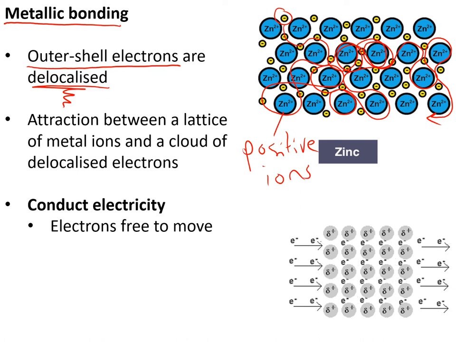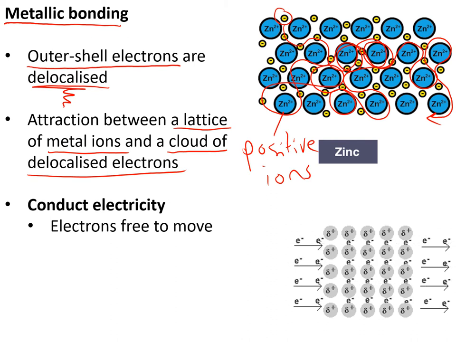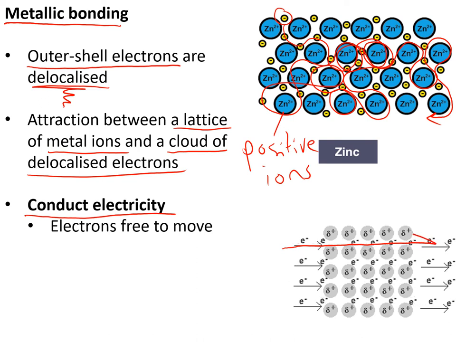So a metallic bond is the attraction between a lattice of metal ions and this cloud of delocalized electrons that's whizzing about everywhere. Now, really importantly, metals conduct electricity, and the reason why is because those electrons are free to move. You can see that happening here. You can see in this little GIF, the electrons can just move from negative towards positive. So that's why metals conduct electricity.